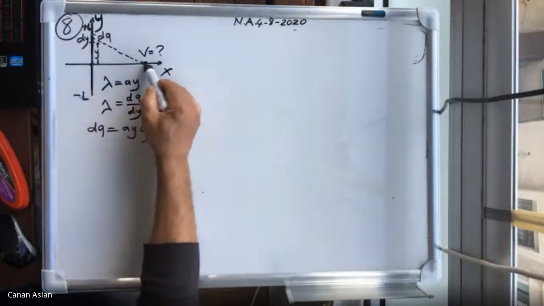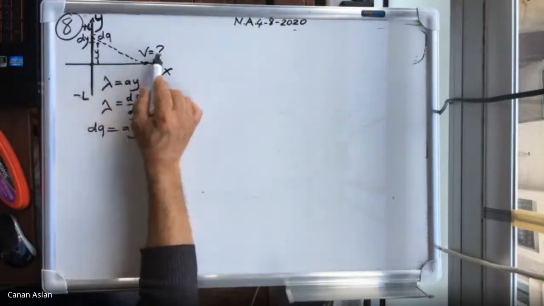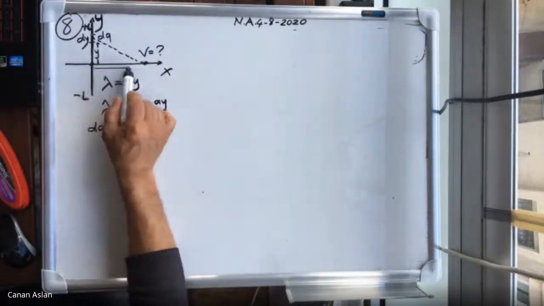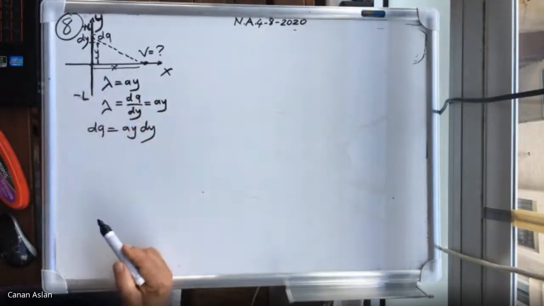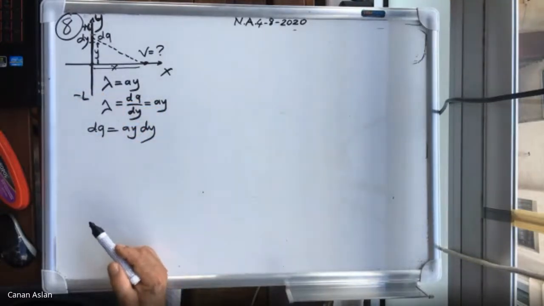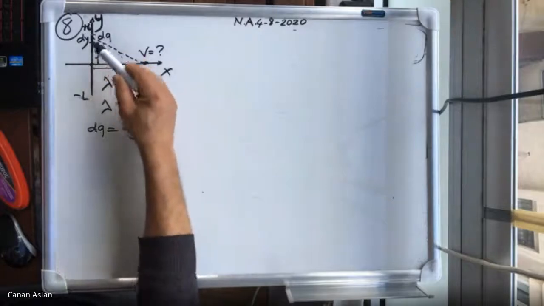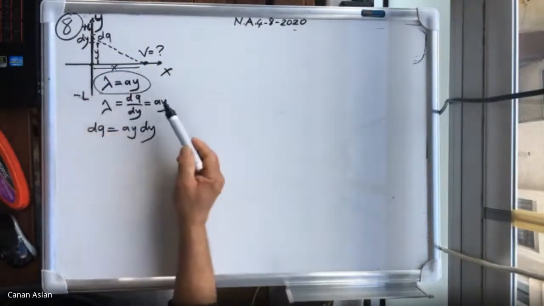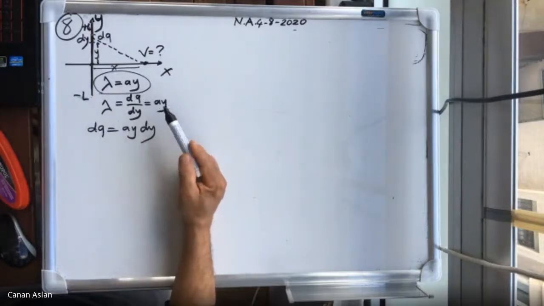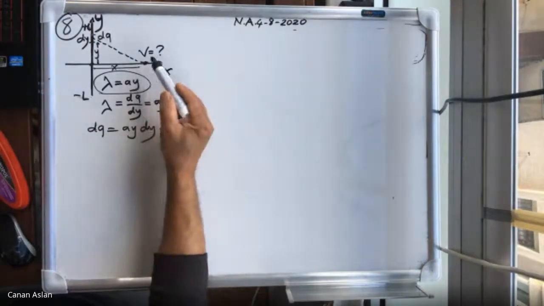Now the question is, what is the potential at this point, at distance x from the wire? We would like to find the potential at any point. Of course, we will consider all these lengths, and we have to consider this linear charge density to integrate. So how could we find the potential at this point?